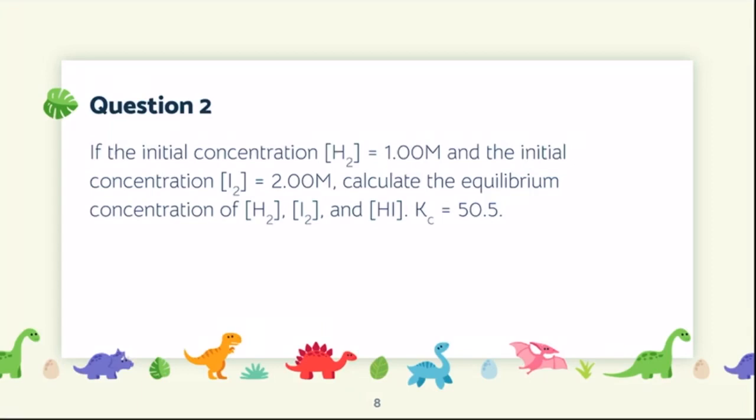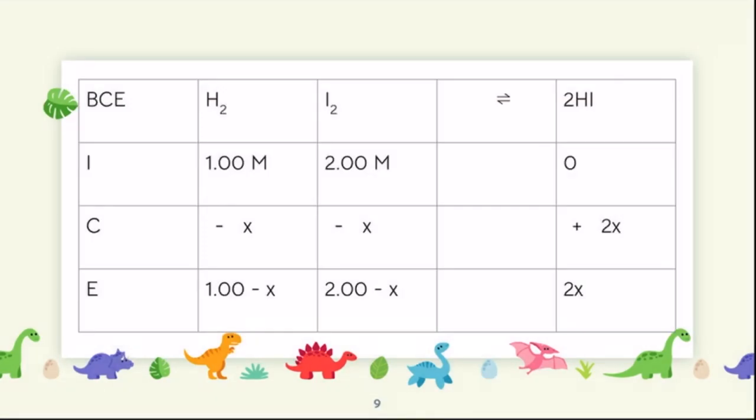If the initial concentration of hydrogen gas is equal to 1.00 moles per liter and the initial concentration of I2 is 2.00 moles per liter, calculate the equilibrium concentration of H2, I2, and its product, HI. The Kc is given to us as 50.5. So the first thing we want to do is to set up our balanced chemical equation. We already know that H2 and I2 are both diatomic molecules, but HI is not.